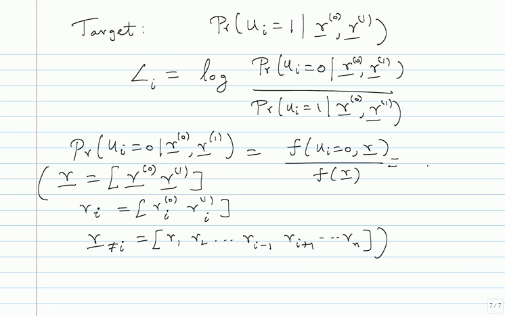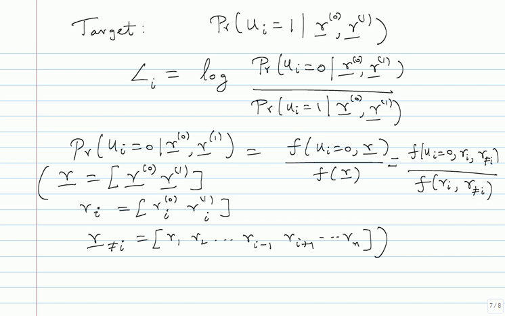Of course I can write this as P(u_i = 0, r_{n≠i}) divided by f(r_i, r_{n≠i}). This I can write, it's no problem. And what do I want next? So I have to do some conditioning now. Let me try this conditioning. I think this should work. Let me go to the next page.